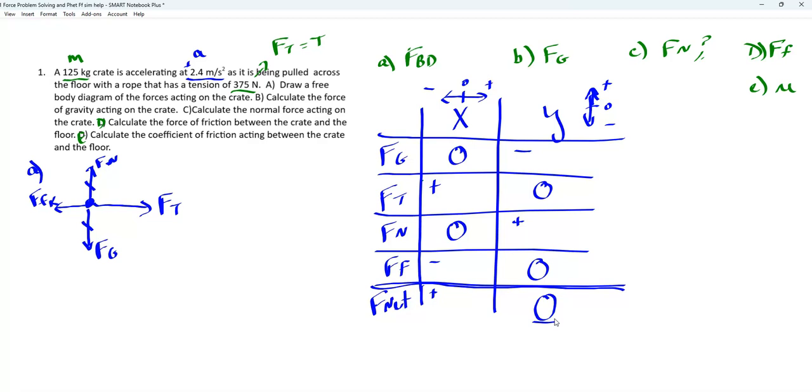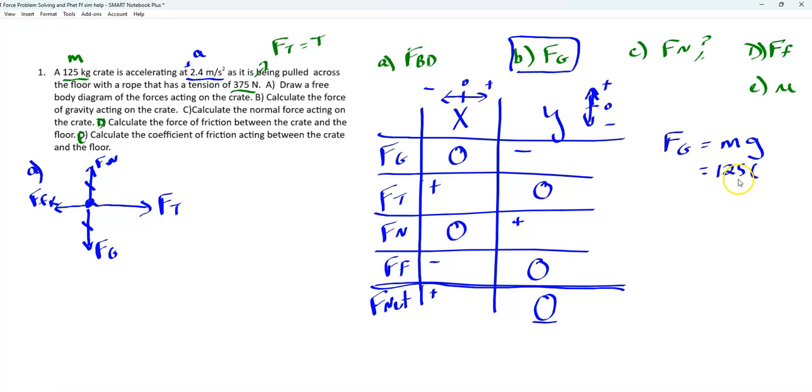Okay, so we've done the free body diagram step, and now we're going to calculate different forces. For part B, it asks us to find the force of gravity. So the force of gravity is equal to m times g. Again, we're just using these equations that were given.